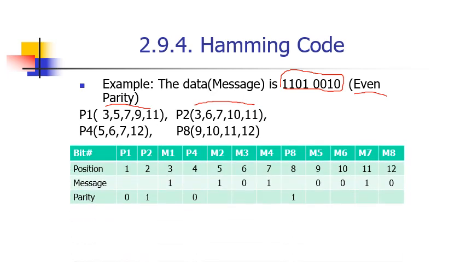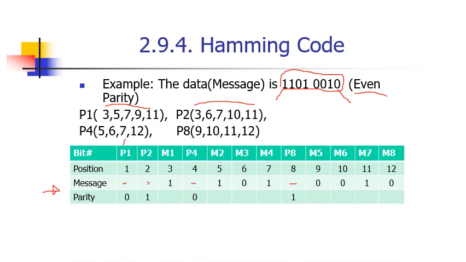And we place the message, least significant to most significant, in positions 3, 5, 6, 7, 9, 10, 11, 12. We leave 2 to the power 0, which is 1, 2 to the power 1, which is 2, 2 to the power 2, which is 4, 2 to the power 3, which is 8. So we leave these 4 positions for the parity. Now, how do we calculate the parity?